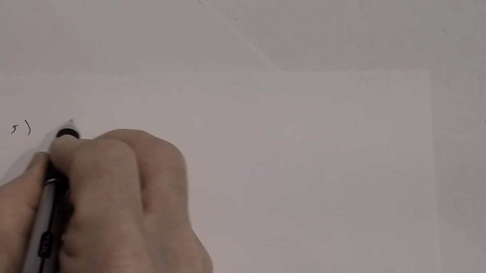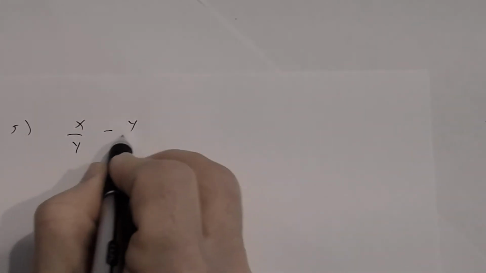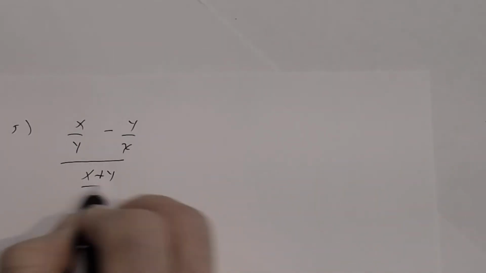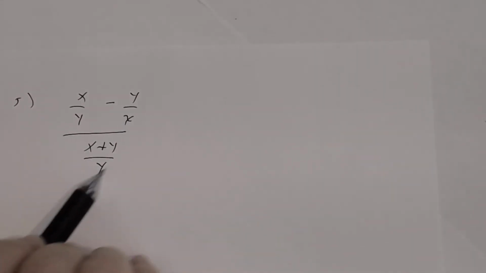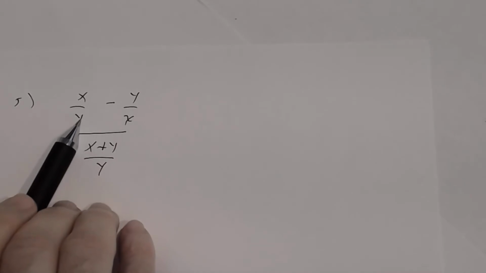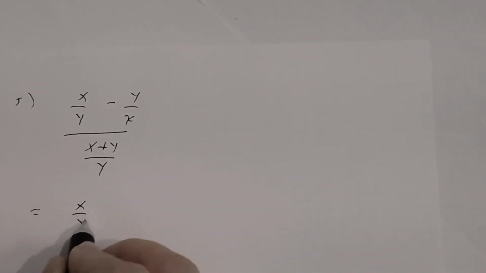Let's look at number 5. Number 5, we have x divided by y minus y divided by x divided by x plus y divided by y. Okay? All right, so again, notice that the numerator has 2 fractions in it. The denominator has 1. Okay? So those are your terms. So 1, 2, 3. So let me go ahead and rewrite this over.